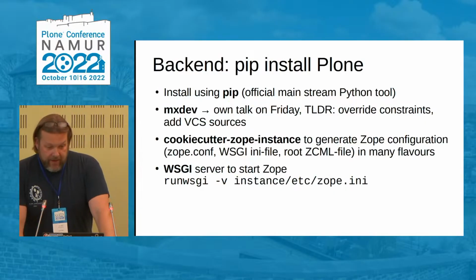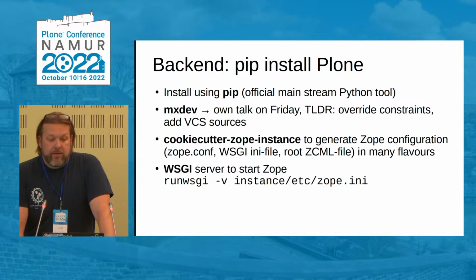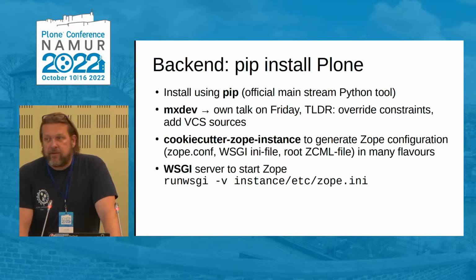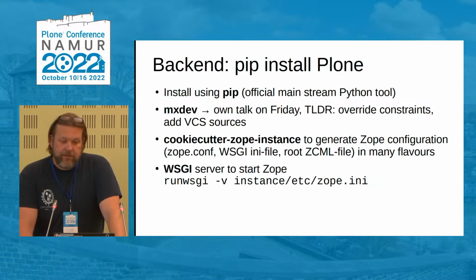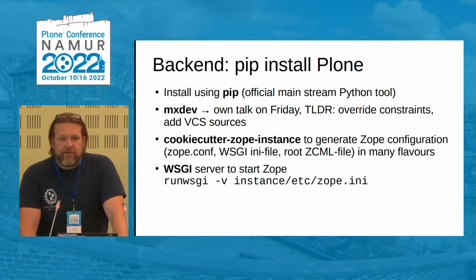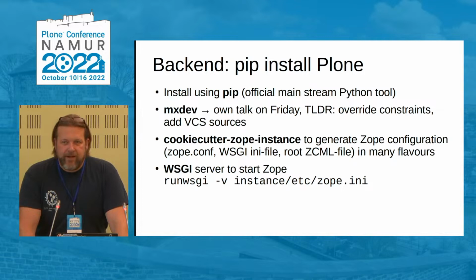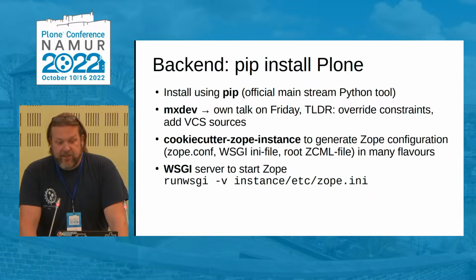In fact, the backend installs using pip these days. You don't need buildout anymore. The main reason is that this is the official mainstream Python tool. There was a lot of criticism that we use our own stuff and it's difficult to learn and complex. Even if I like buildout and like to use it, I think this is the right way to go. But there's a shadow, right?